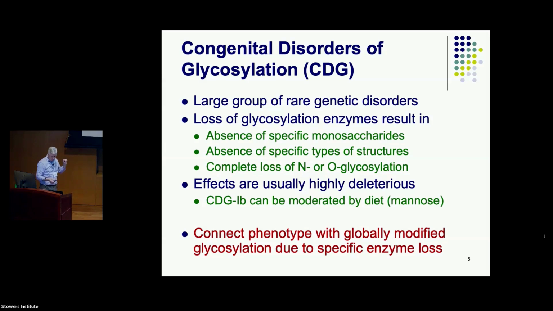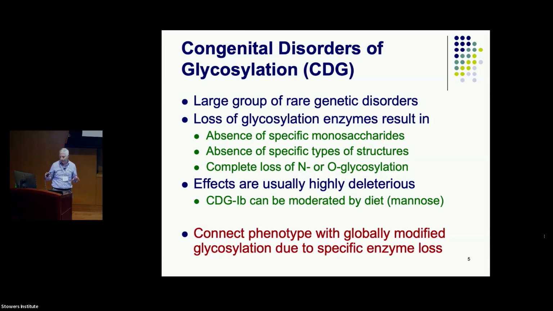Most of these CDGs are highly deleterious, right? So you lose a huge amount of what the cell needs in order to be functional, but there is one in particular that can be resolved by diet. And that's the loss of the enzyme for the synthesis of mannose. And for a variety of reasons, which I don't have time to go into, this is one of the ones which we can manage by diet.